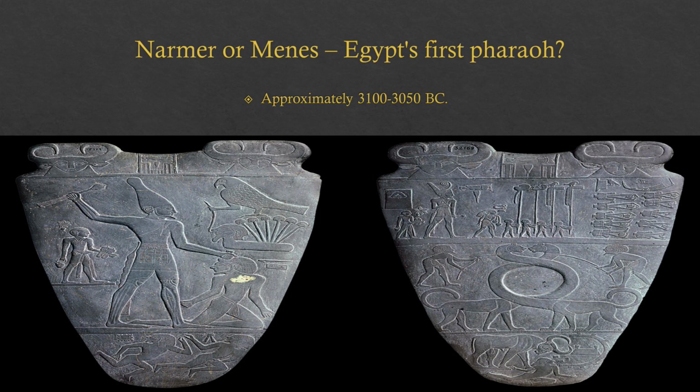And the evidence for this is this stone tablet, which you can see here in the picture. He is supposedly the one who united Lower and Higher Egypt into one country.